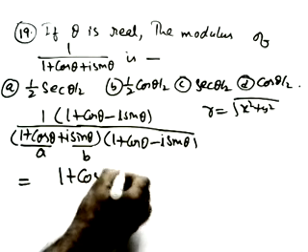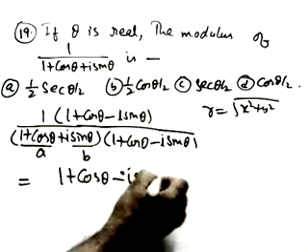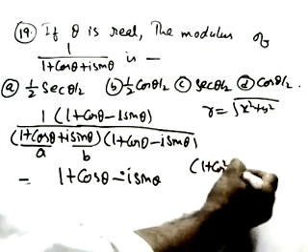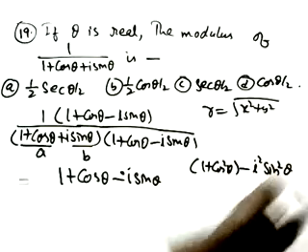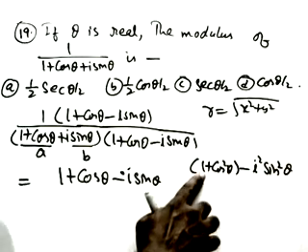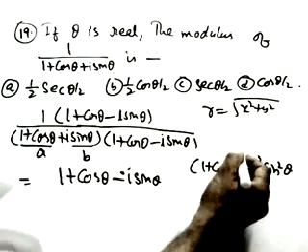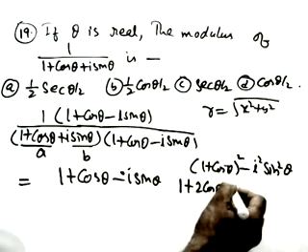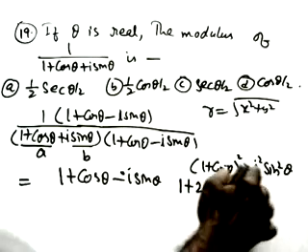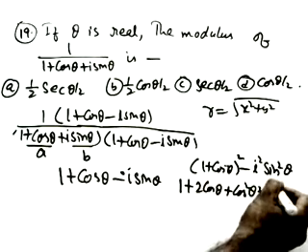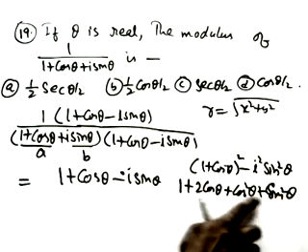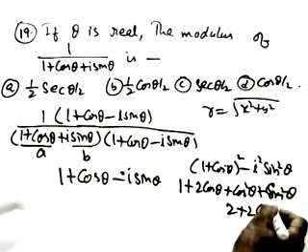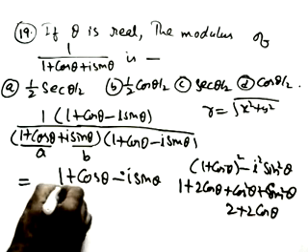So what will be the numerator? 1 plus cos theta minus i sin theta. Now the denominator: if you multiply a plus b into a minus b, it is a square minus b square. Now let me expand this one. Here a square means the whole square. A square minus b square: 1 square is 1, plus 2ab, that is 2 cos theta, plus cos square theta, minus i square, which is minus 1, so plus sin square theta. Sin square theta plus cos square theta is 1, and 1 plus 1 is 2. So 2 plus 2 cos theta.